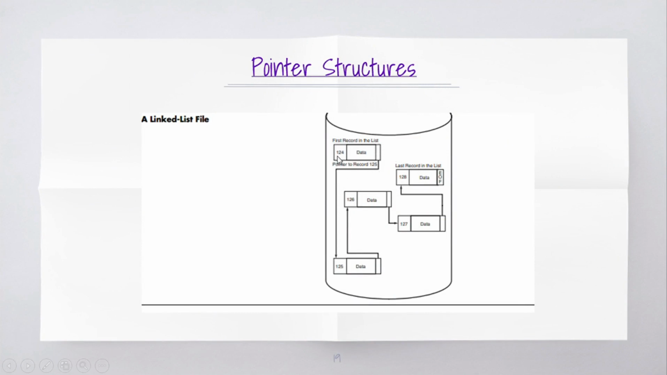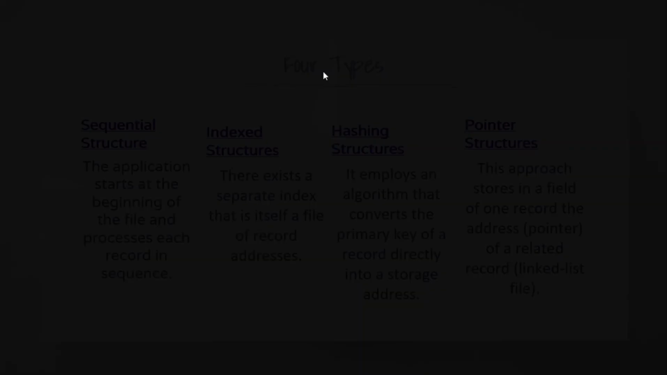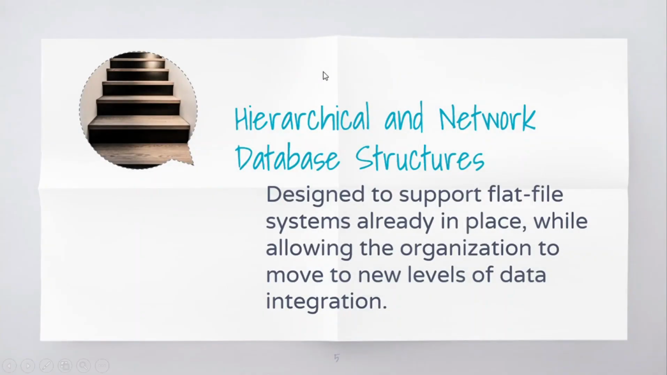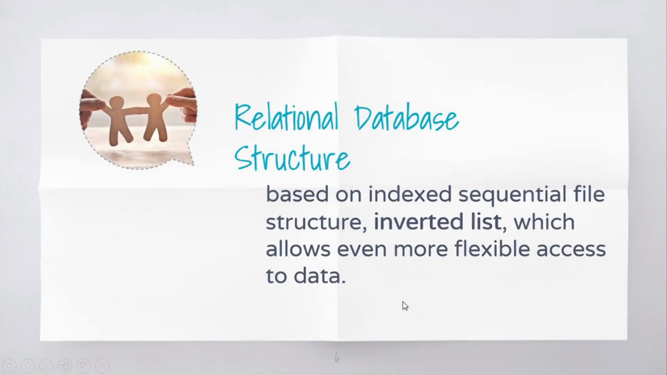Data 1 to 4 contains an address that points to data 1 to 5. Then data 1 to 5 can locate data 1 to 6 and so on and so forth. So another type, we have hierarchical and network database structures. They are designed to support flat file systems already in place while allowing the organization to move to new levels of data integration. So another type, we have relational database structure.